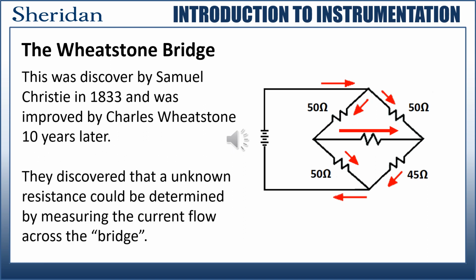This was discovered by Samuel Christie in 1833 and was improved by Charles Wheatstone 10 years later, for which the bridge is now named. They discovered that an unknown resistance could be determined by measuring the current flow across the bridge.